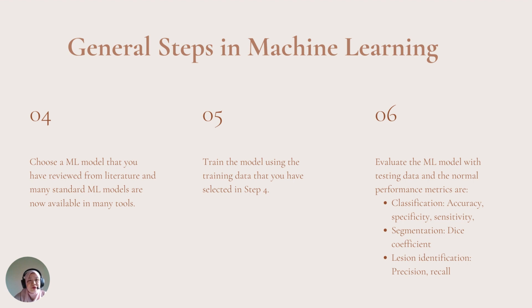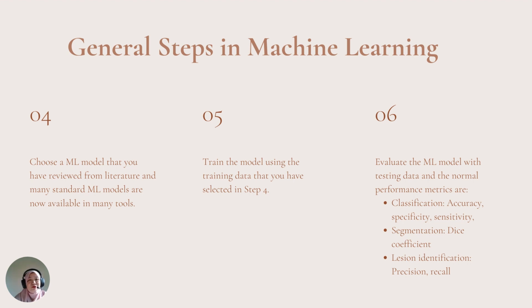Step 5, you have to train the model using the training data set that you have selected in step 3. So, 70% of the data that you have cleaned and labeled, you need to train it using the model. And then in step 6, you evaluate the ML model with the testing data.